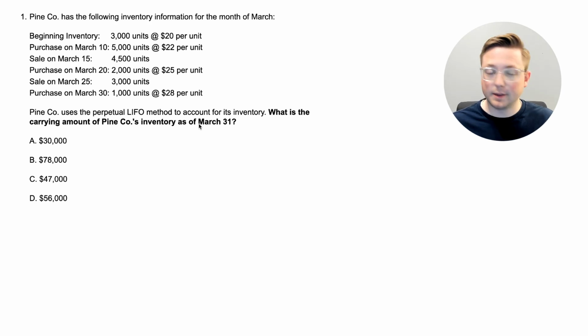Okay, so we know that based off of this blueprint topic, we're calculating the carrying amount of inventory. Let's go up here. PineCo has the following inventory information for the month of March. Beginning inventory, 3,000 units at $20 per unit. Purchase on March 10th of 5,000 units at $22 per unit. A sale on March 15th for 4,500 units. Purchase on March 20th, 2,000 units at $25 per unit. Sale on March 25th, 3,000 units sold. Purchase on March 30th, 1,000 units at $28 per unit. So with all that information, PineCo uses the Perpetual LIFO method to account for its inventory.